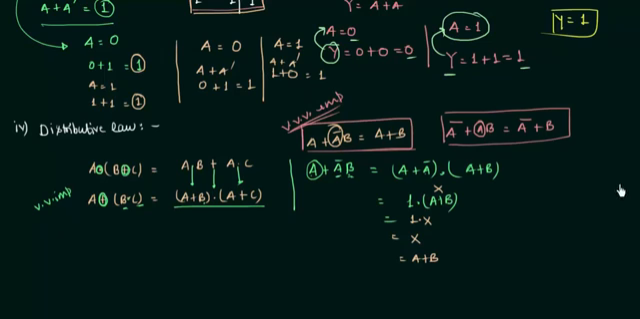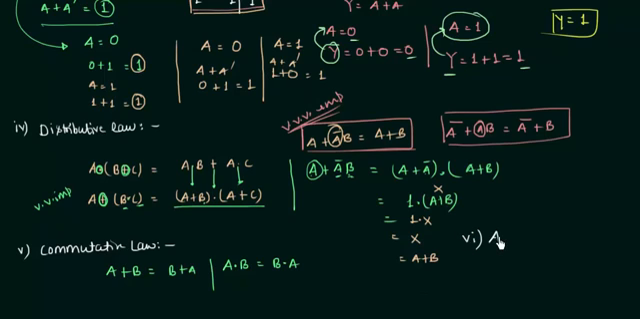Now we will move to the 5th rule, that is our commutative law. Boolean algebra does follow the commutative law. If I have A or B, then it can be written as B or A. There is no difference in these 2 things. And in the same way, if I have A and B, then it is equal to B and A. This is a simple commutative law. And the 6th one is associative law.